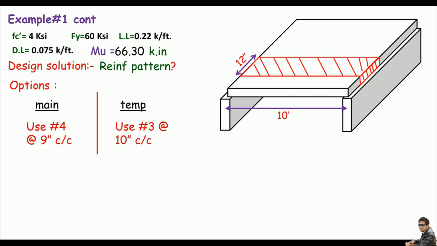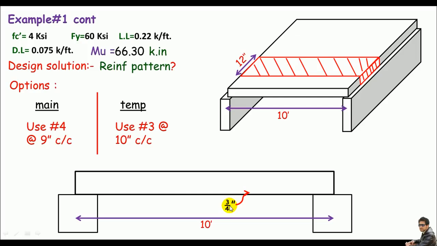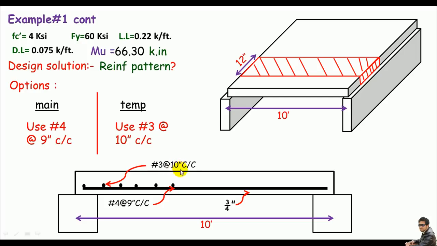So here is our result. These are supports. The span is 10 feet. The concrete cover is 3/4 inch. This is the main steel, parallel to the span, and they are number 4 at the rate of 9 inch center to center. And these are temperature or shrinkage bars, number 3 at the rate of 10 inch center to center. And the total height of the slab is 6 inches. And this is it. I have done it.